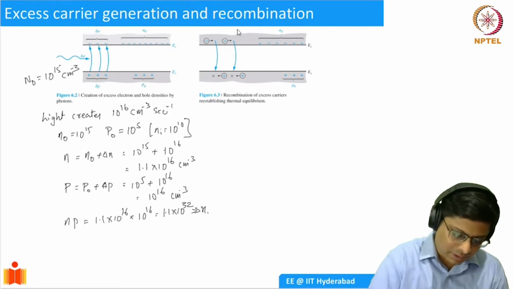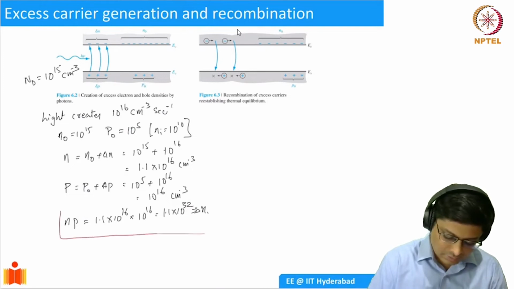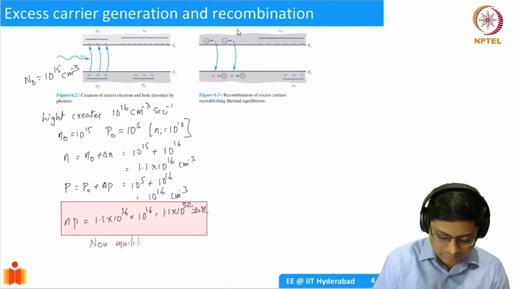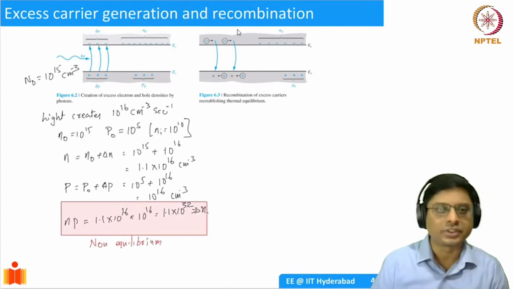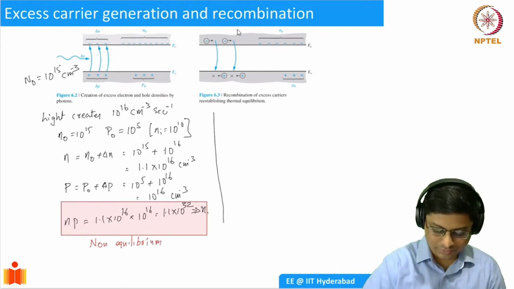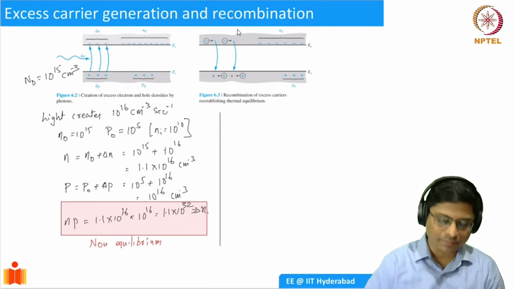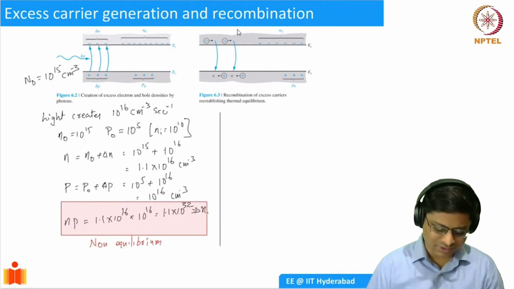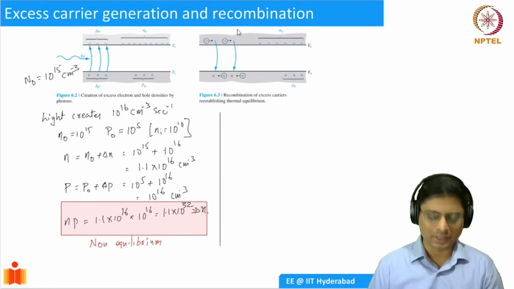So basically, this implies a non-equilibrium condition. So what happens when you have non-equilibrium? Well, to understand that, let's see. We switched on the light, we have the steady state, and we have created a carrier density this way. N and P have changed. Now you turn off the light.